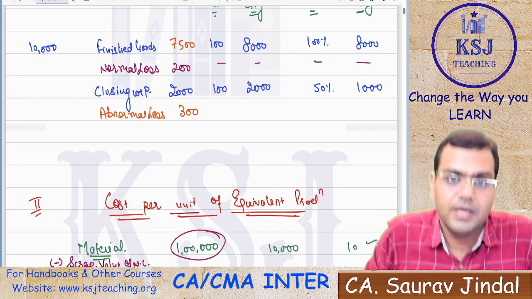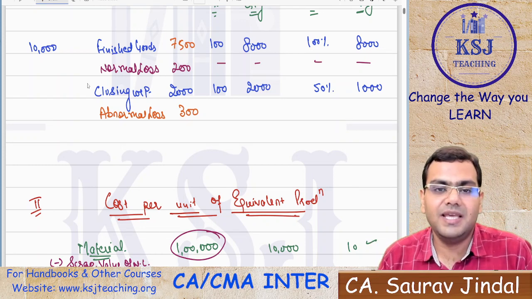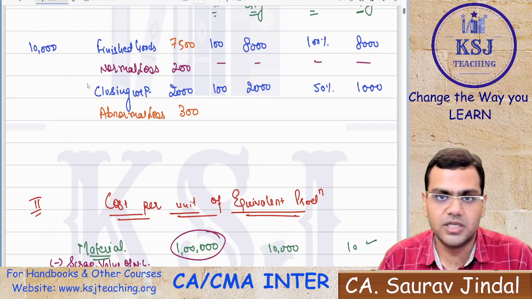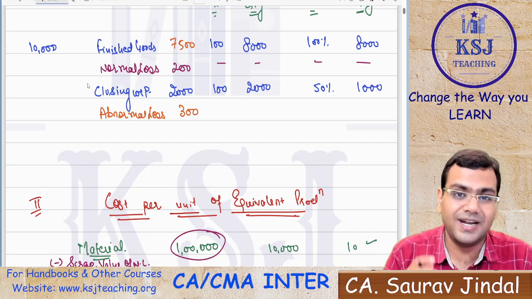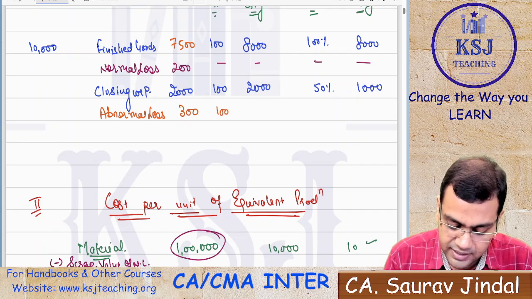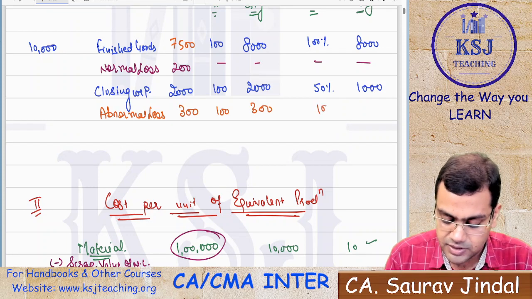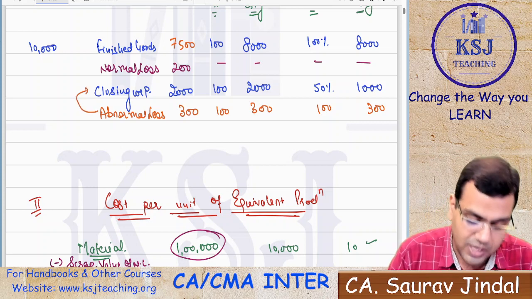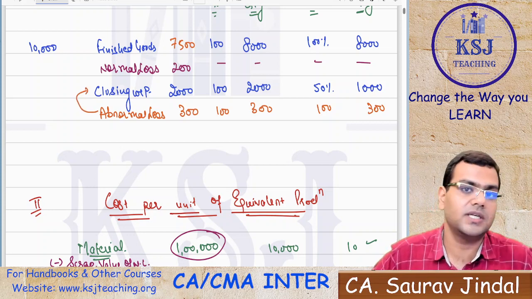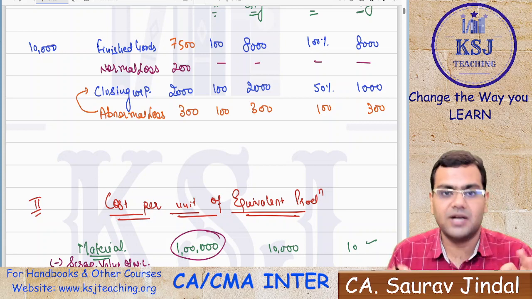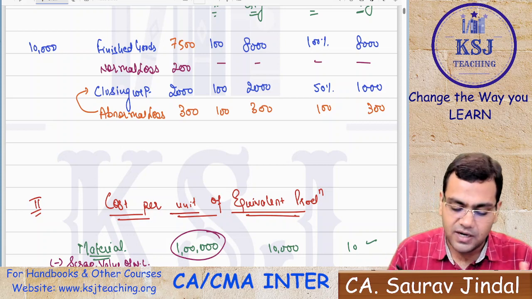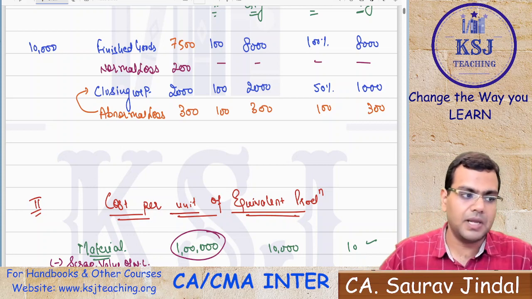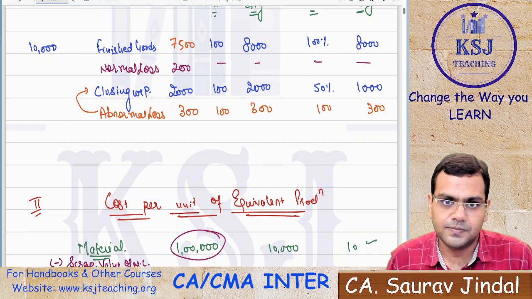Sir, what will be the degree of completion of abnormal loss? Very important. If it is given in the question, then you have to take whatever is given in the question. If it is not given in the question, you can take it two ways. Either you take it 100%, 300 at 100%, or you take it equivalent to closing WIP. Whatever is the degree of completion of closing WIP, you can take that also. But what is the most appropriate part? Sir, if the degree of completion of abnormal loss is not given in the question, then take it 100%. Simple. Take it 100%. Clear?